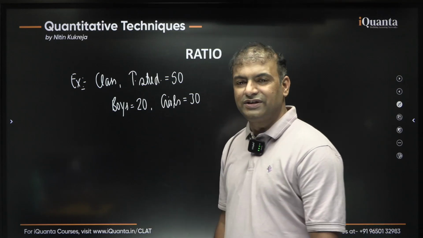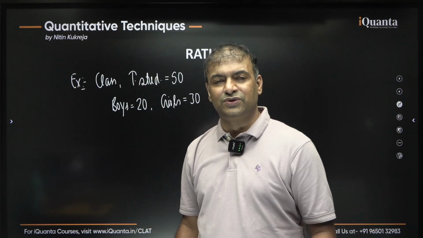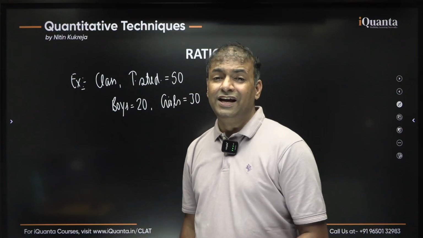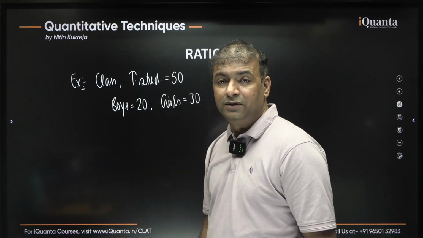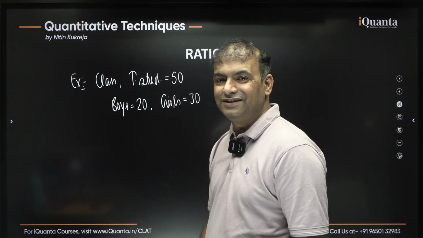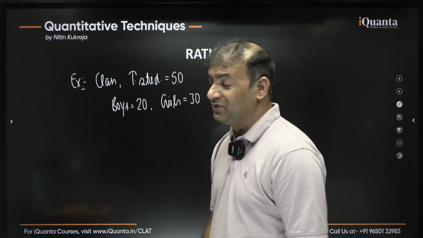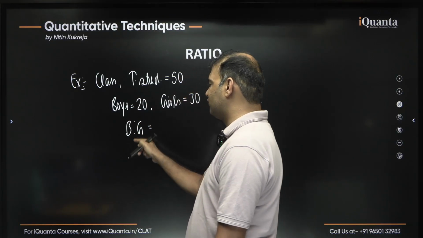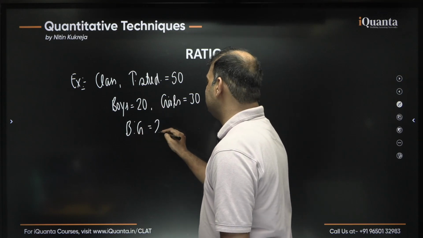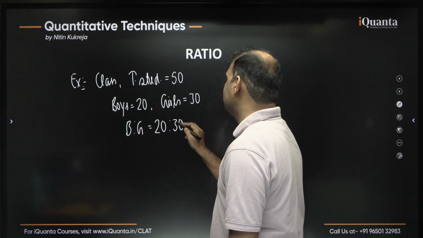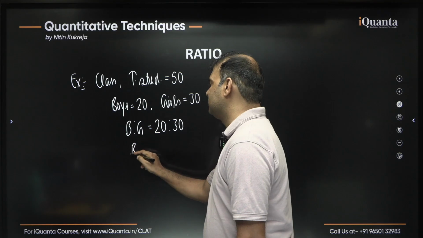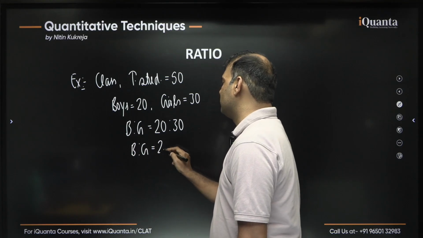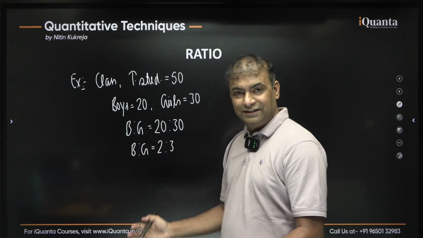So let me tell you first, the ratio is something which is used to compare different identities. For example, here if you have to compare the number of boys and girls in the classroom, we'll be using ratios. How? We'll say boys is to girls, this is the sign of the ratio. So boys are 20 and girls are 30. If you simplify this, we'll get 2:3. So this is how we can find the ratio of different identities.